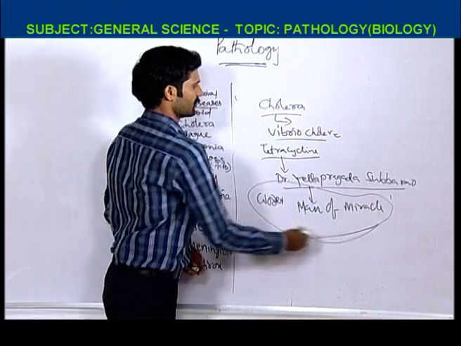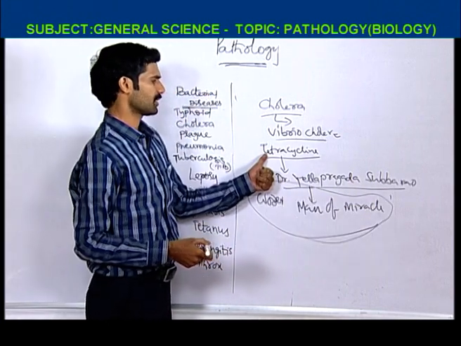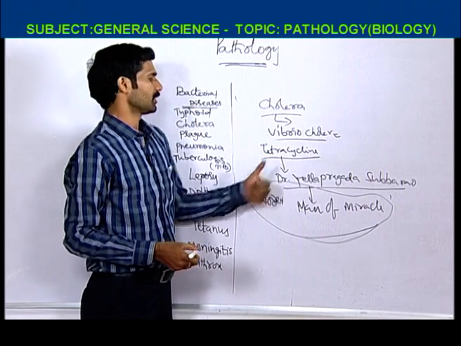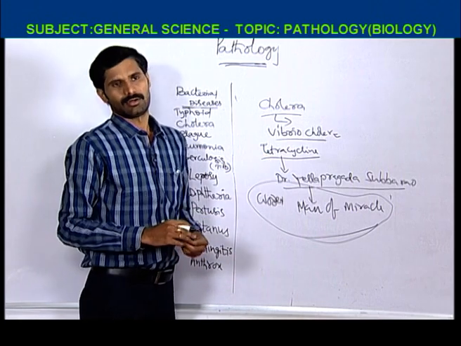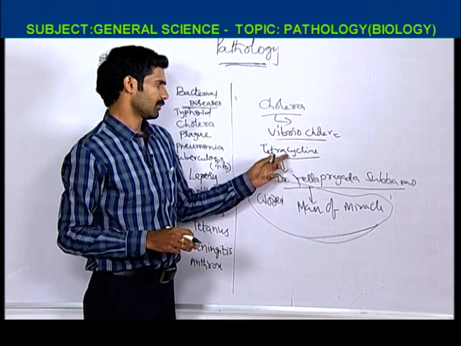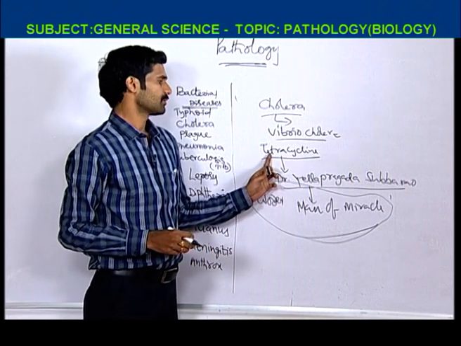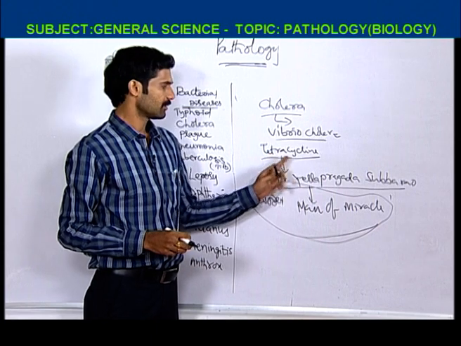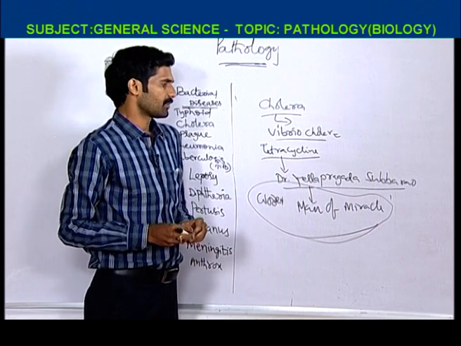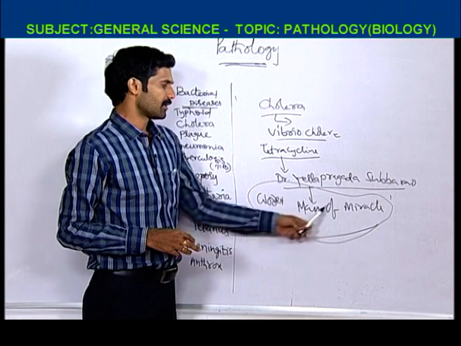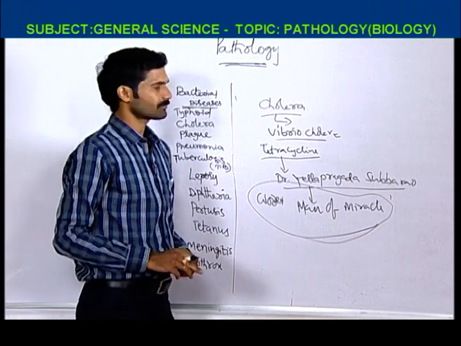Tetracycline is also used in the treatment of plague, and tetracycline is a famous antibiotic by Dr. Subbarow, the wonder man of miracle drug.